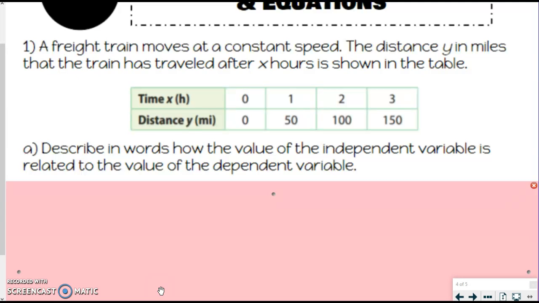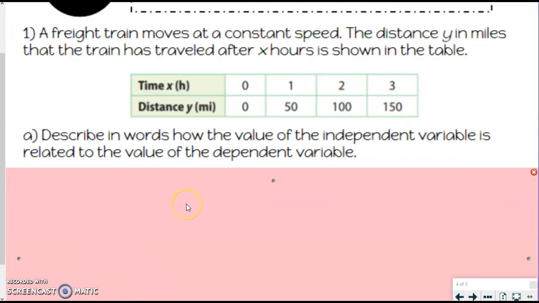I'm going to talk about what we're being asked this time. We are asked to describe in words how the value, so the number, of the independent variable relates to the value of the dependent variable. So basically, what's the number situation happening? What's happening each time when you're talking about the independent variable, which is time, to the dependent variable, which is distance? So very simple, and there are several different ways you could say this. I'm just going to show you one, but I'll talk through a couple more.